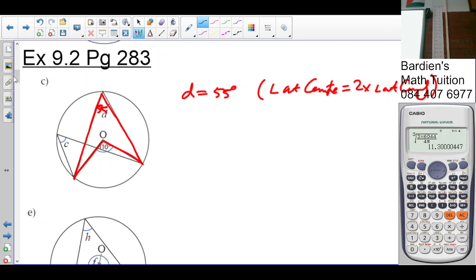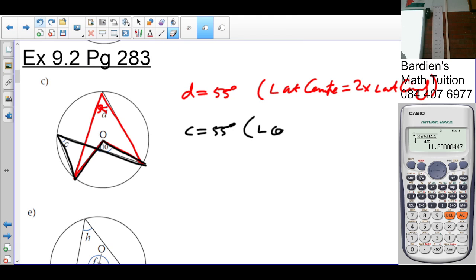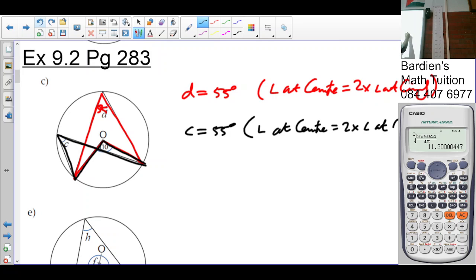However, if you look at C, C is also subtended by this arc here, not so? So C is going to be a half of 110 as well. Can you see that, people? So C is equal to 55 degrees. Why? Angle at center equals 2 times angle at circumference. Okay. Any confusion there? Alright.